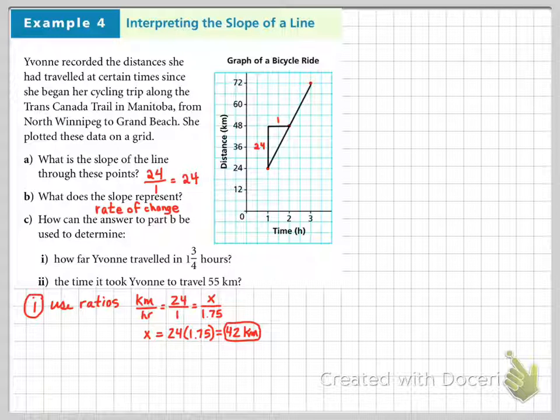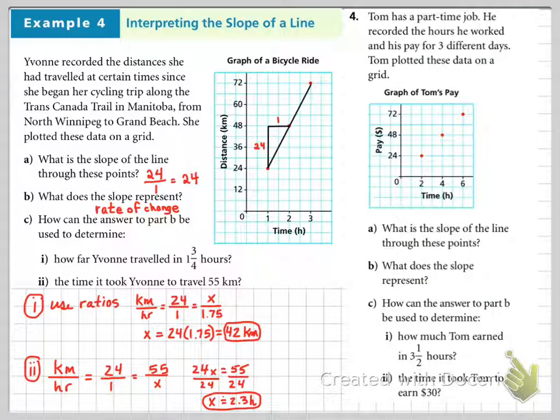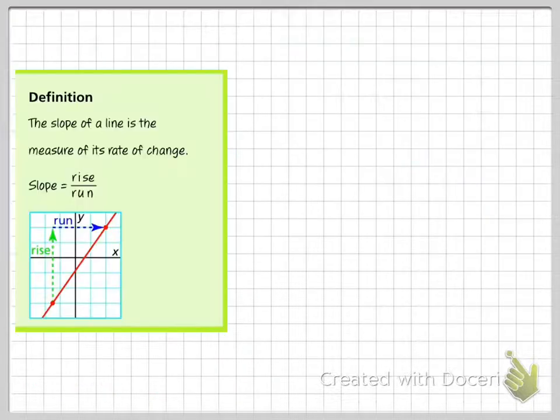And what's the time it took Yvonne to travel 55 kilometers? Well, this time again, we can say kilometers per hour has to be 24 to 1. Now we can put the 55 kilometers on the top and x on the bottom. Cross multiply, and you'll get 24x is equal to 55. Dividing both sides by 24, x is going to equal about 2.3 hours. There's a question for you to try.